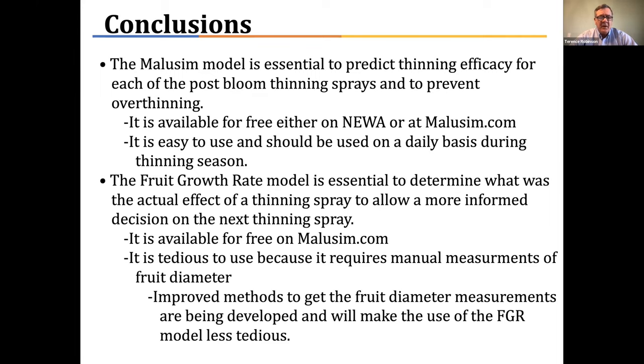Secondly, the fruit growth rate model, I think, is a wonderful tool to determine what happened after you put the thinning spray on, to allow a more informed decision on the next thinning spray. It's not available on NUA. The only place it's available is at malusim.com in a computer version. But it's still tedious because it requires manual measurements of fruit diameter. But I'm excited that improved methods to get that fruit diameter measurement and then plug into the model are on the way, and they're going to make this whole effort to use a fruit growth rate model much less tedious.